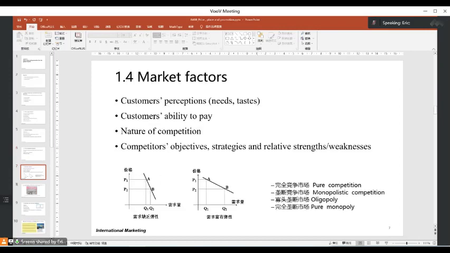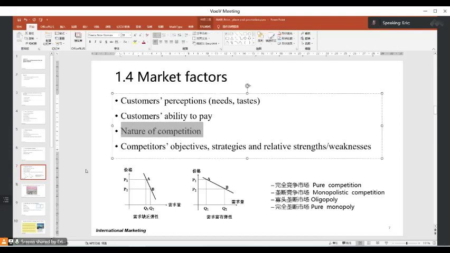Okay, and about the market factor, it also affects your decision. About the competition, we know that in economics there are 4 types of markets: pure competition, monopolistic competition, oligopoly, and monopoly. There are 4 different types of market. In different markets, how to set the price is different. Okay, if you have learned economics, I think it is easy for us to understand.